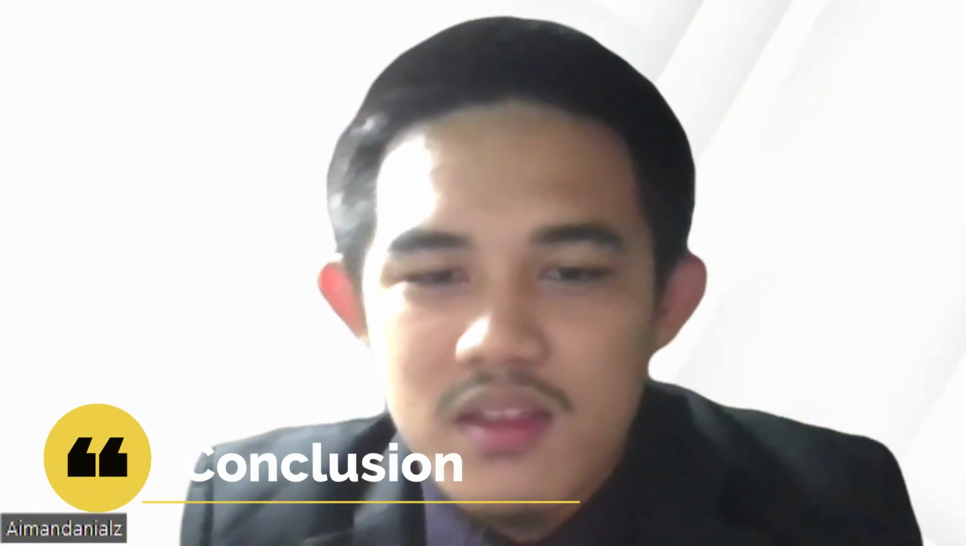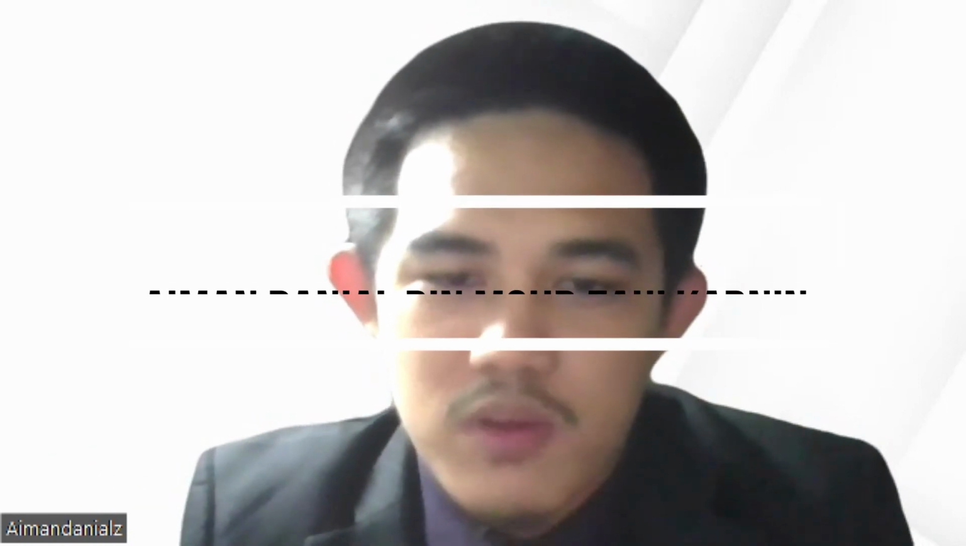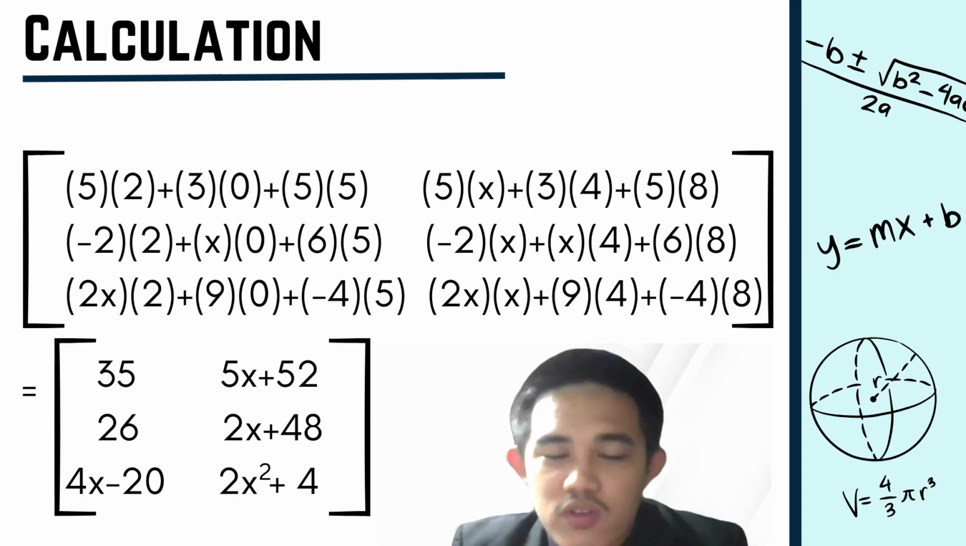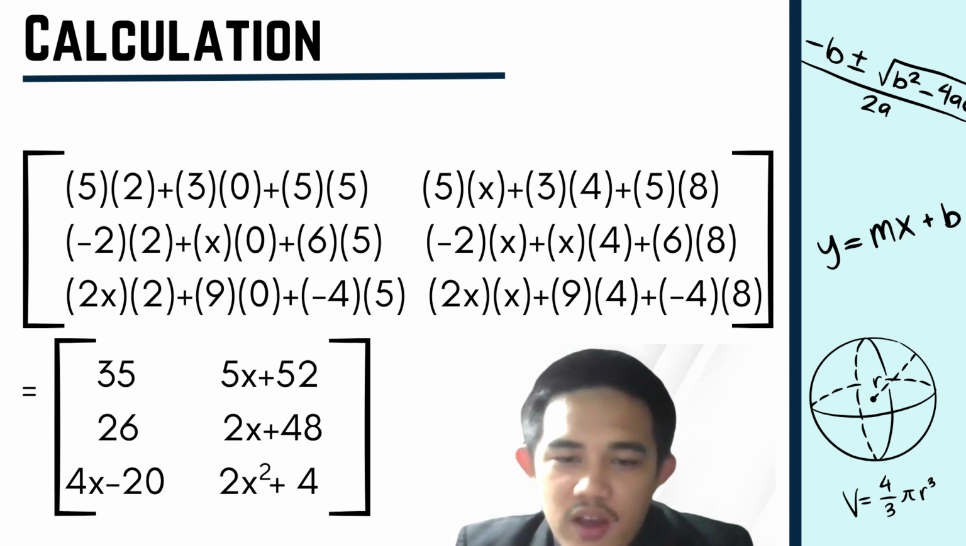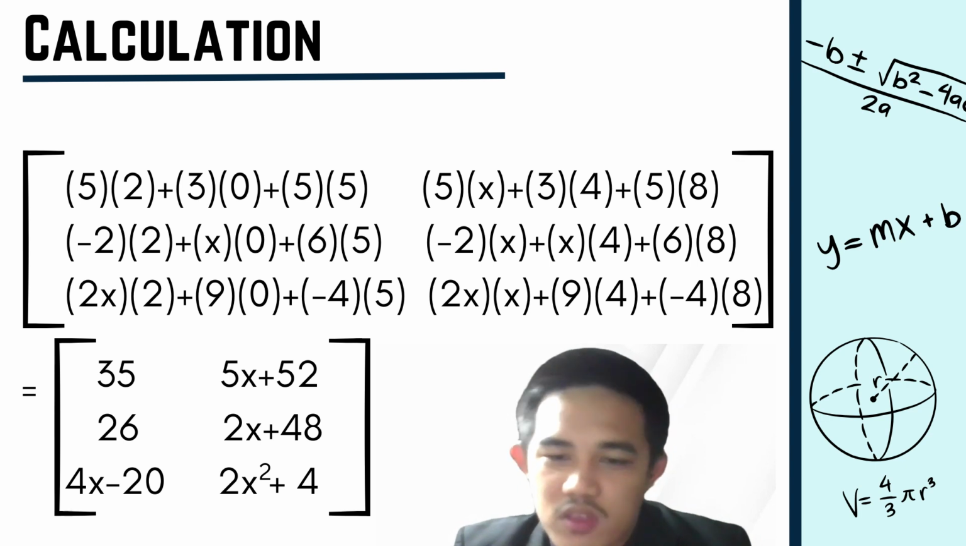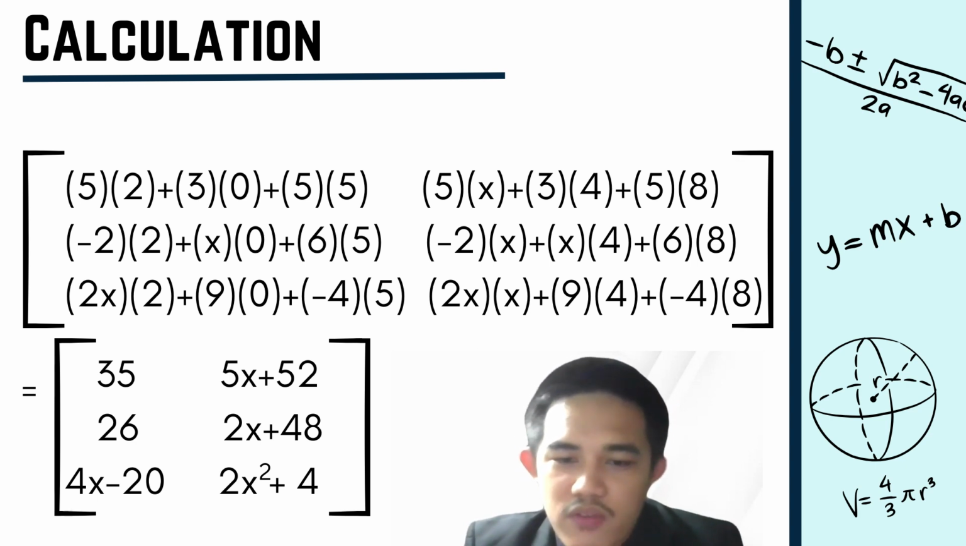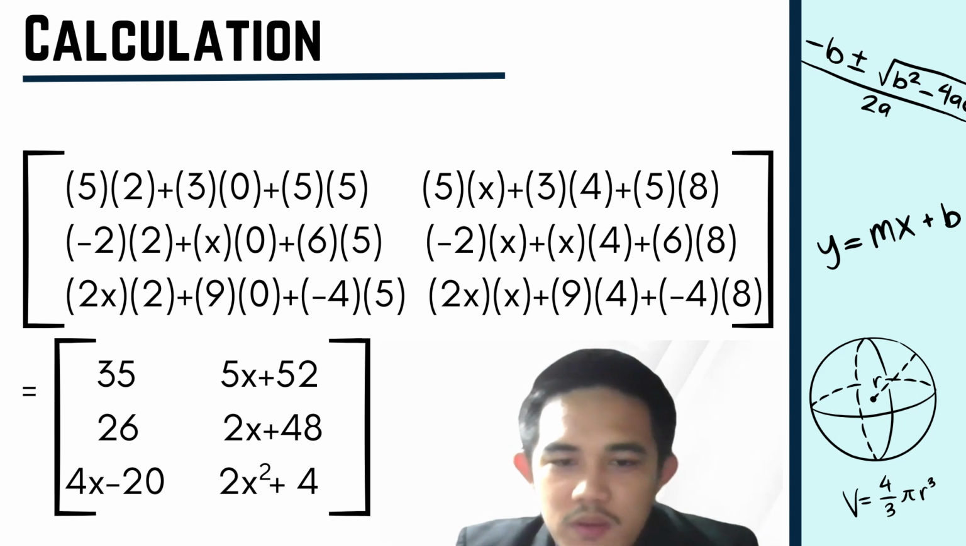So once we have taken the entries from the rows of the first matrix and prepared them in a bracket along with the entries from the columns of the second matrix, we can now proceed with the calculations. For the first entry of the resulting matrix, you have 5 times 2 plus 3 times 0 plus 5 times 5 and you'll get 35. For the second entry, you get 5 times x plus 3 times 4 plus 5 times 8 and you'll get 5x plus 52. For the third entry, you get negative 2 times 2 plus x times 0 plus 6 times 5 and you get 26.